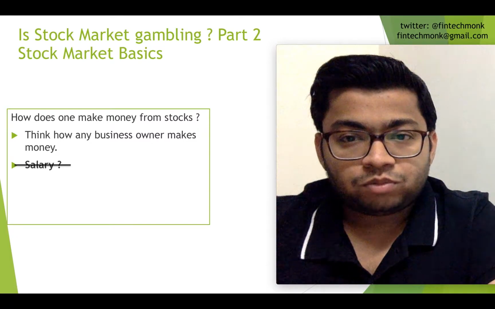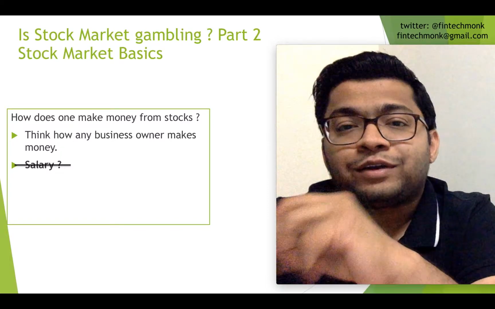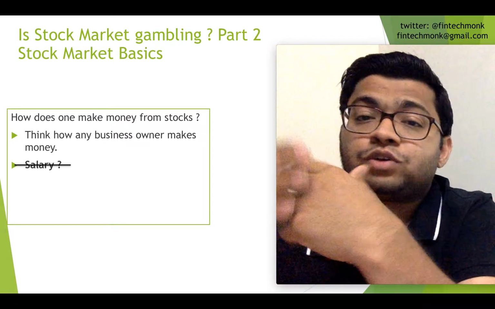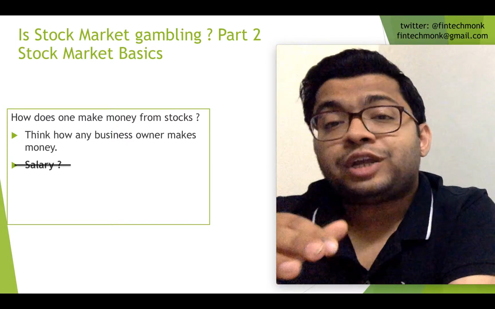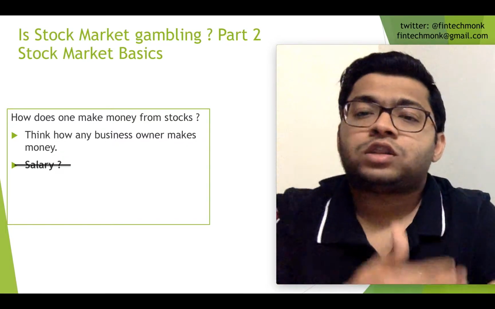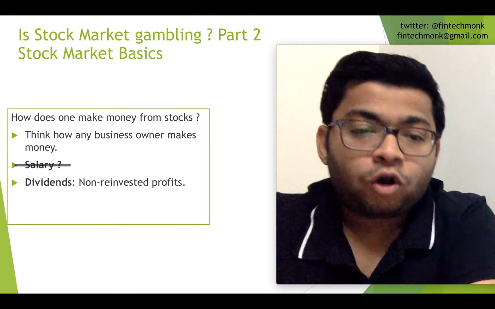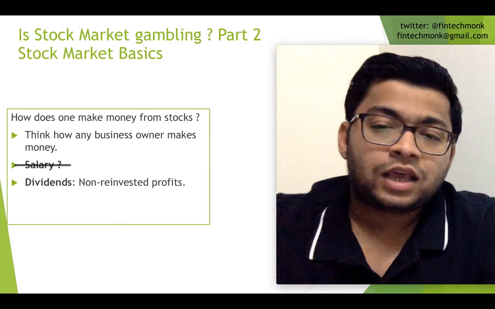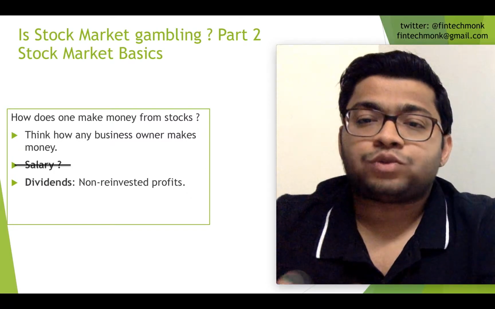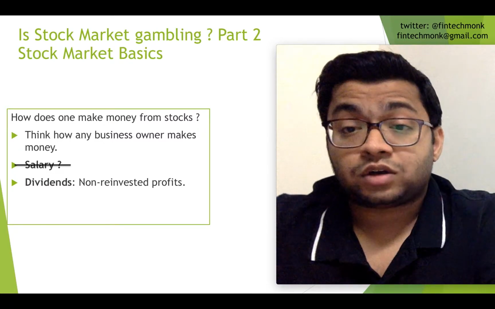Now, of those profits, you can do two things. The first thing is you can reinvest that profit and grow your business, right? You can grow it into a chain, and you can do a lot of stuff with that. Or instead of reinvesting back into your business, you can take that money out and pay all the owners of the business, right? So that is what is called dividends. All the non-reinvested profits are dividends, and there are a lot of companies which pay out dividends, that don't want to reinvest all the profits that they have made, and that is one way to make money from stocks.